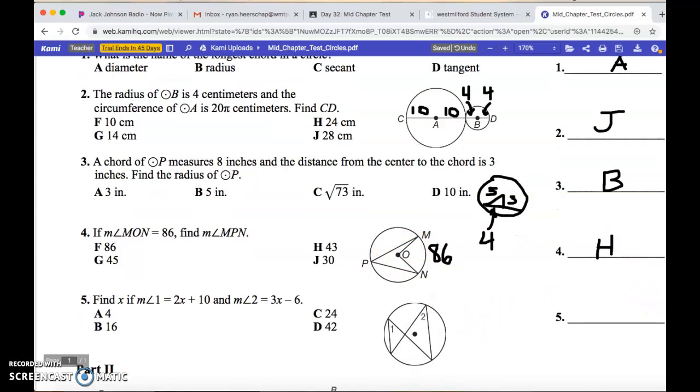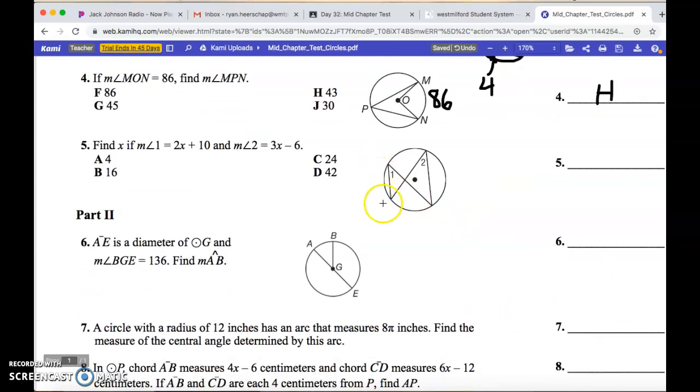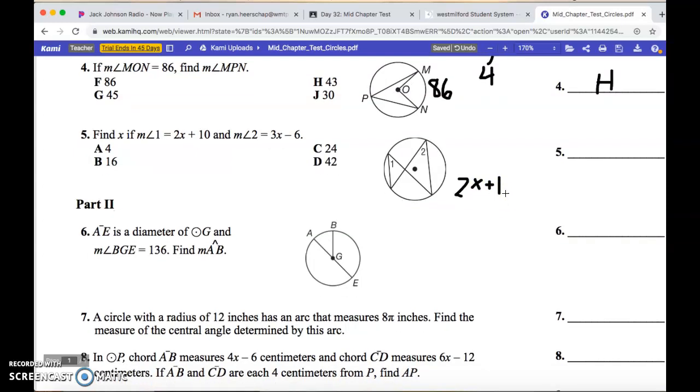Okay, next one, number 5. So these two, remember, if you have two angles that share the same intercepted arc, these are equal. All right, so if I work these out, you've got 2x plus 10. Make that equal to the other side, which is 3x minus 6. I'll do the quick math because this thing is a pain to write with. So remember, get your x's together. If I subtract 2x over here, then it's going to be an x on this side. And bring the 6 over back to the left, so you got 16. Right, so x is 16, so that's your B.